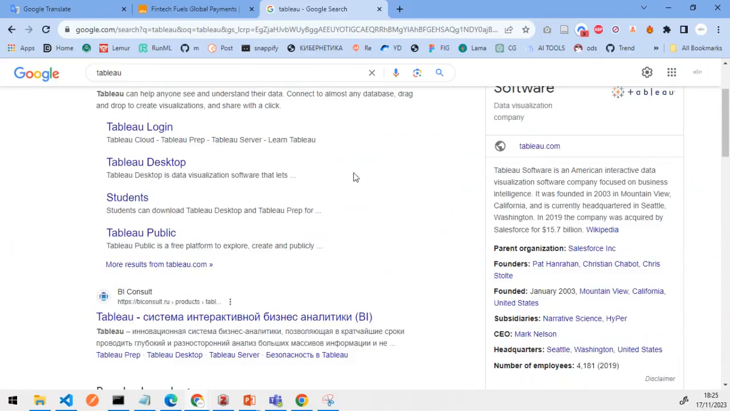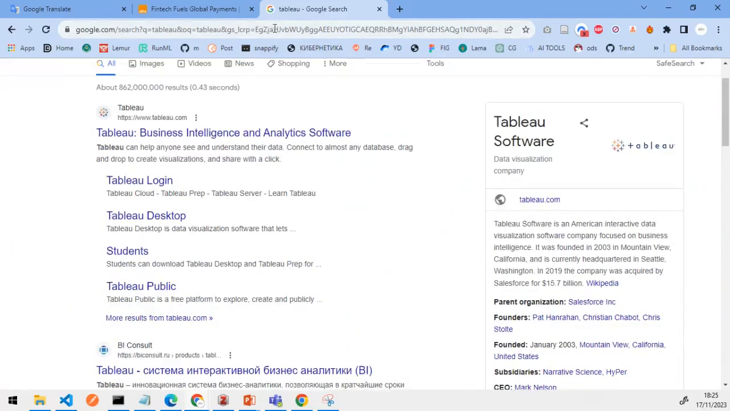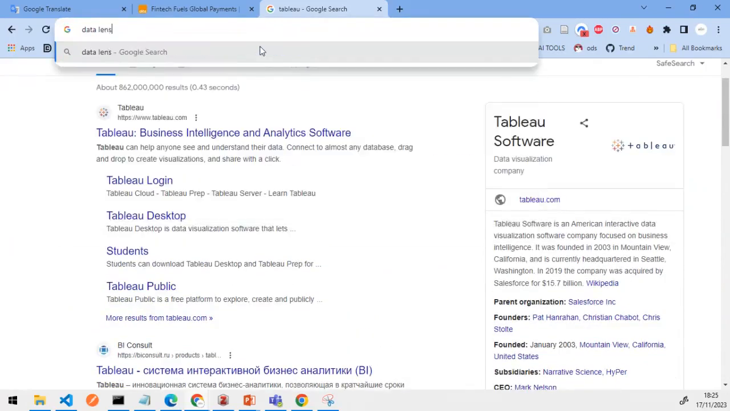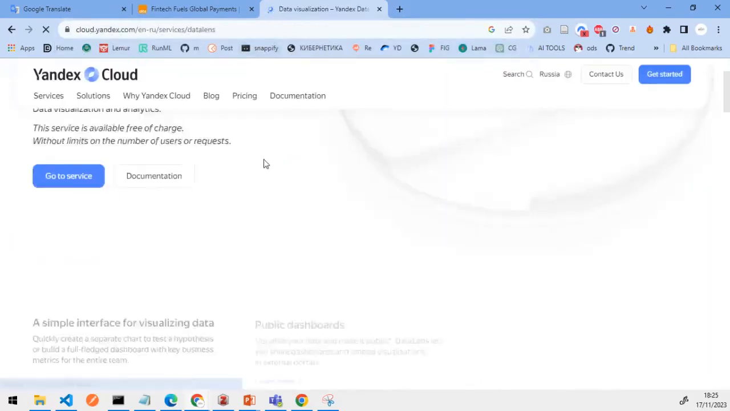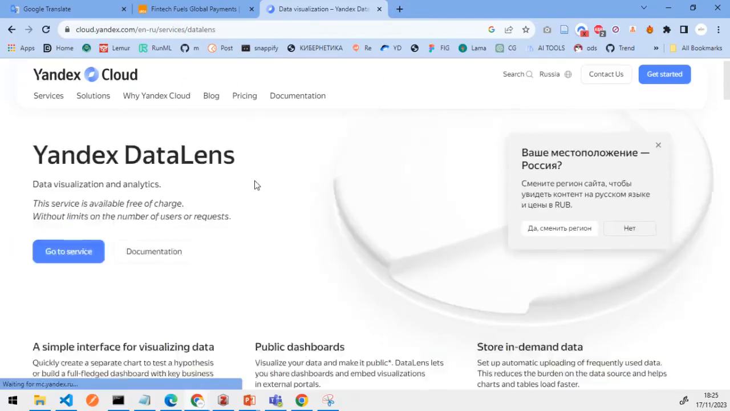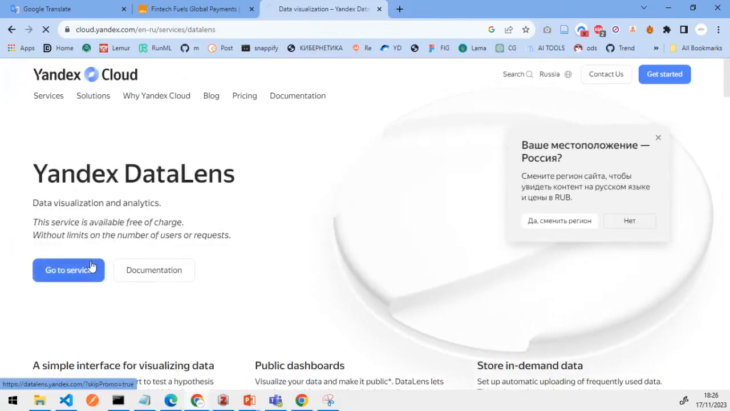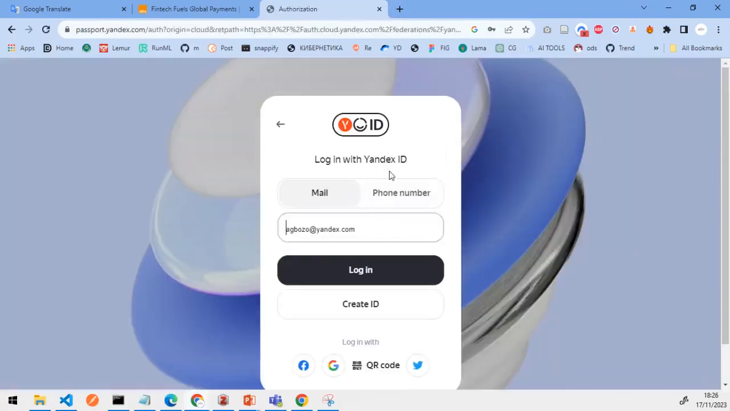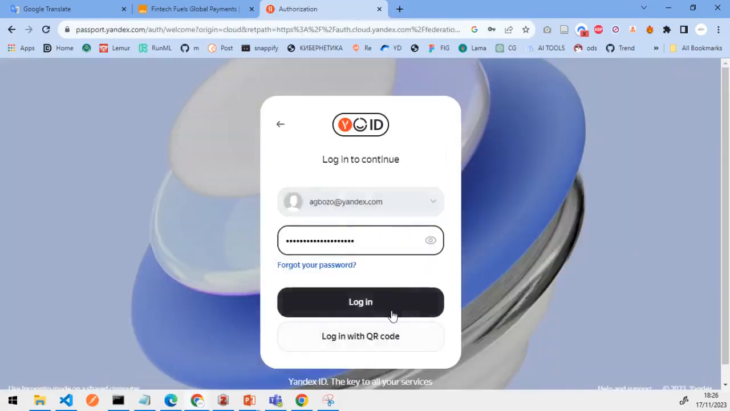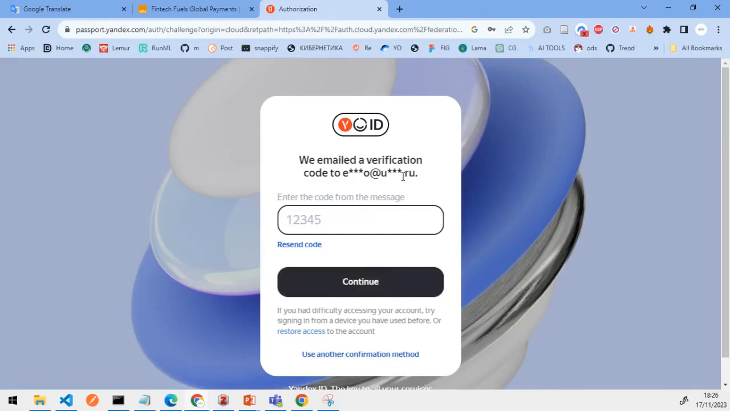Yeah, and then I think in Russia you have DataLens, which we could say is one of the other tools. It's a Russian service actually. Yeah, and it's free. You have to log in. I'm sure some of you might have used this.